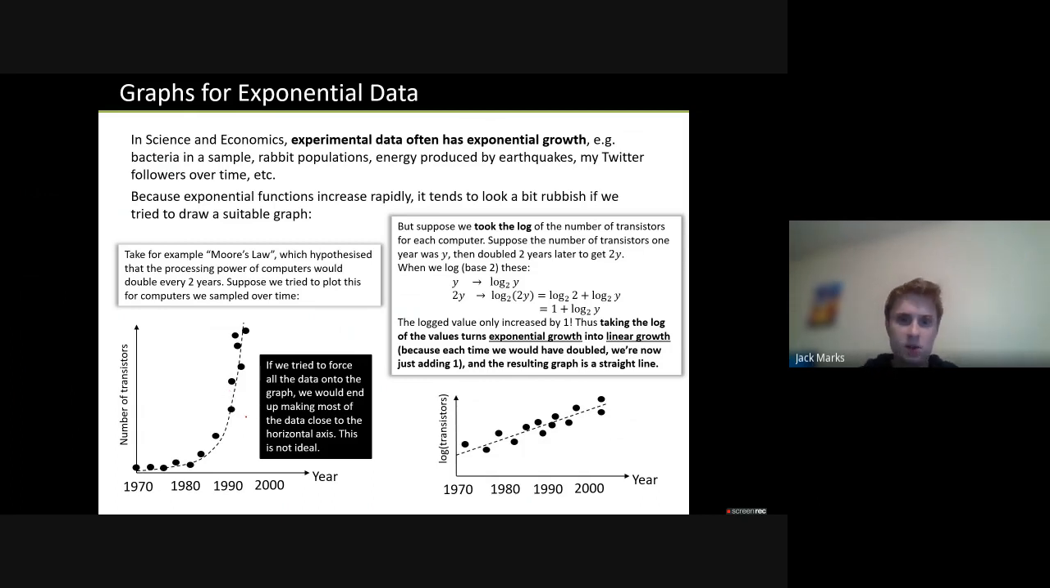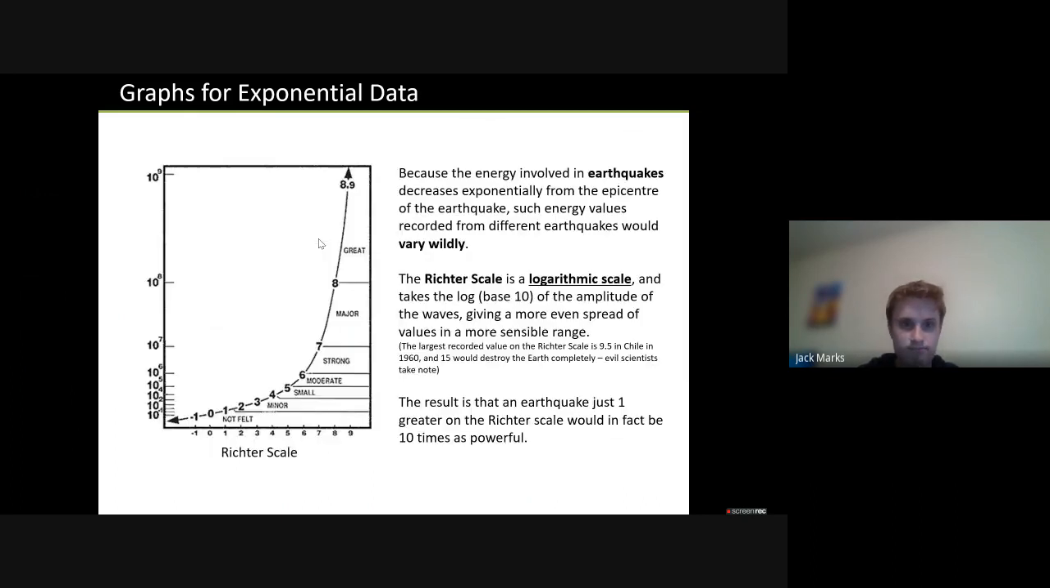And this applies in lots of situations. So in science and economics, growth of a population like bacteria, energy from earthquakes, the Richter scale, social media, all this sort of stuff. We're going to be talking about data that displays perhaps exponential properties. That one there is the Richter scale, for example.